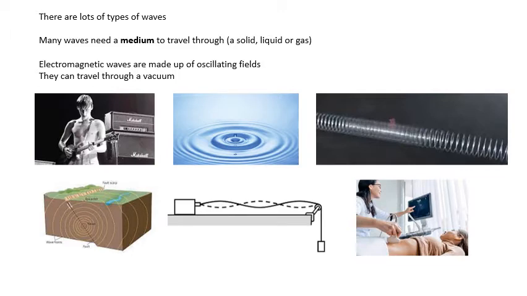What are the pictures here? We've got sound, ripples on water, a slinky. You can make various types of waves with a slinky, earthquake waves, waves traveling down a string, such as on something like a guitar, ultrasound, lots more, lots of different types of wave. A wave is basically how energy can travel through a medium to get from one place to another.